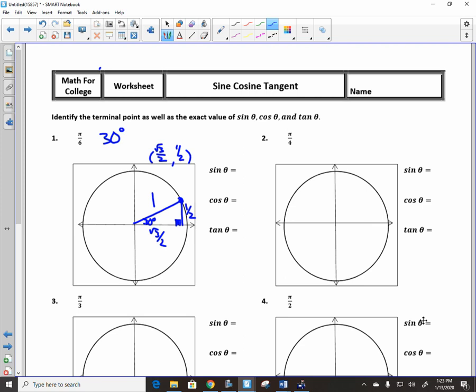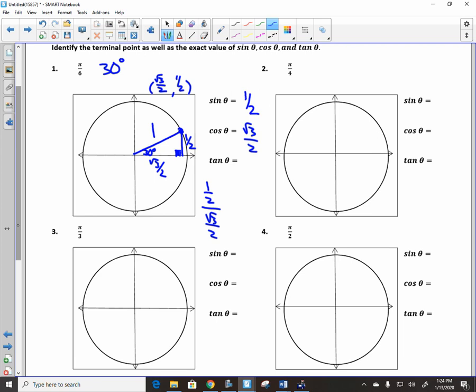So here's what we've learned. In order to find sine, you just choose the y value. What's the y value? So the sine of pi over 6 is 1/2. Cosine is the root of 3 over 2. It's the x value. And then finally, to find tangent, what we do is we take y divided by x. 1/2 divided by the square root of 3 over 2. How do I divide fractions? Multiply by the reciprocal. So I multiply by 2 over the root of 3. So I get rid of that. What's going to happen?